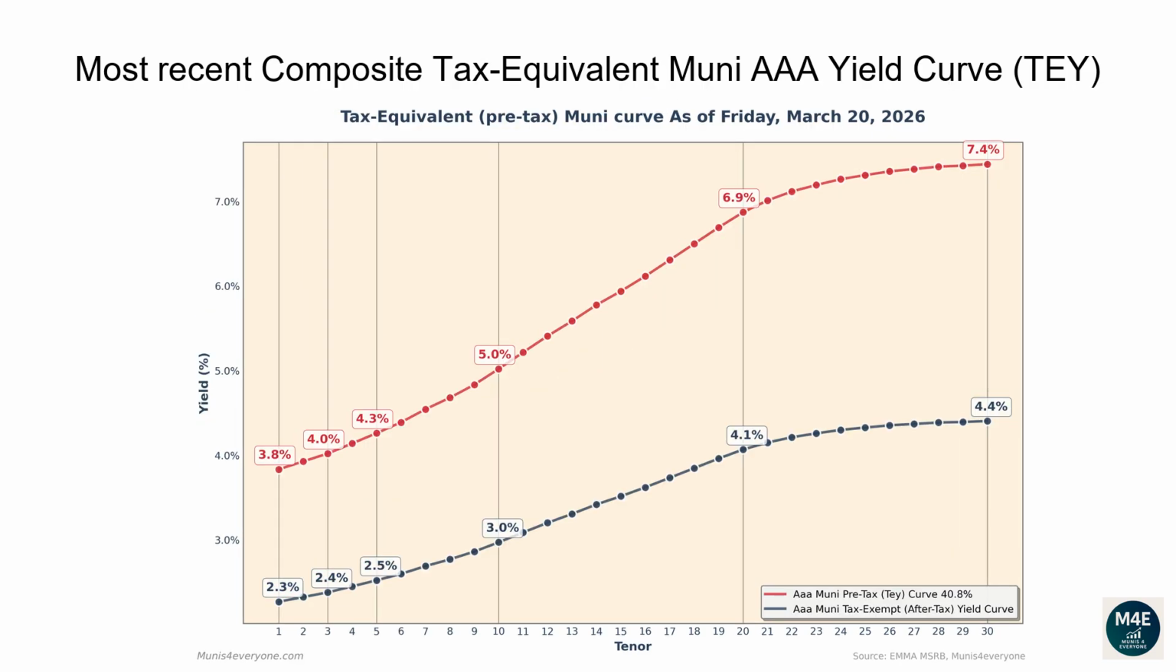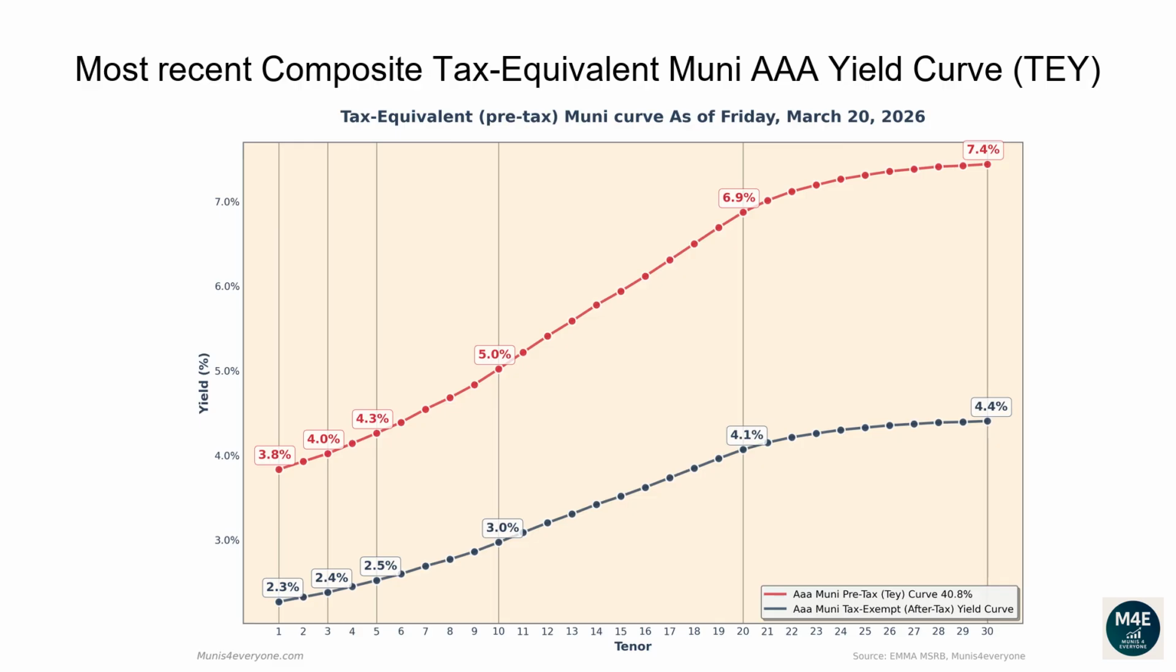Let's now go over the most recent composite tax-equivalent Muni AAA yield curve. The following graph shows, in red, the tax-exempt, after-tax Muni yield curve, versus in blue its tax-equivalent, pre-tax version, assuming a 40.8% top tax bracket, as of March 20, 2026.